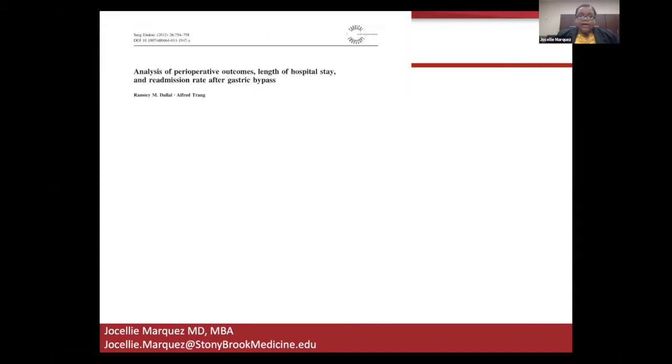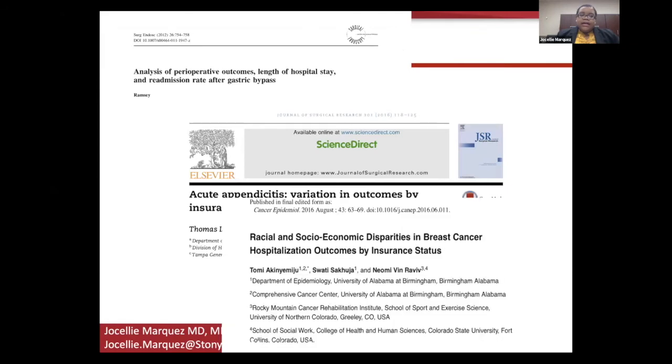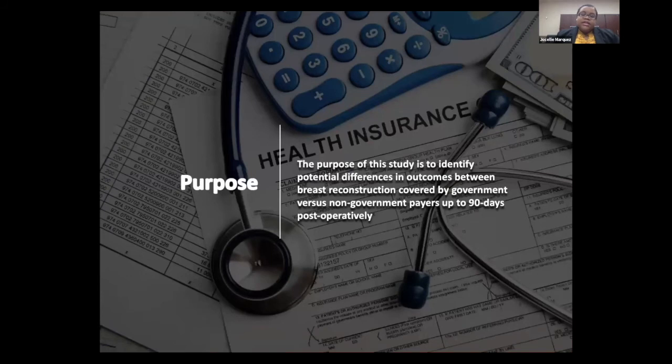Many studies have evaluated in other specialties the outcomes of patients regarding general surgery, urology, and breast cancer, regarding disparities between government payer insured patients and private insurance. However, many of these studies are limited by the number of postoperative days they follow the patients, limited up to 30 days. The purpose of this study is to identify potential differences in outcomes between breast reconstruction covered by government versus non-government payers up to 90 days postoperatively.